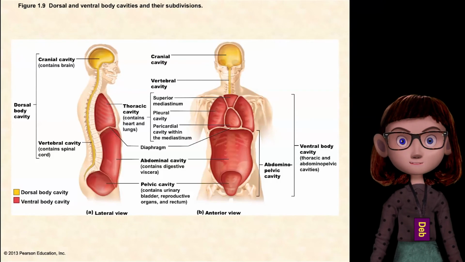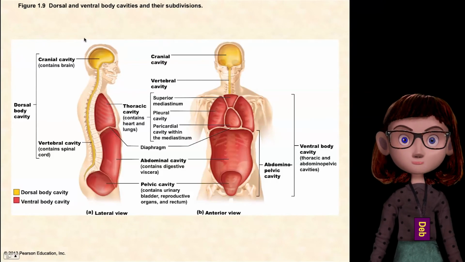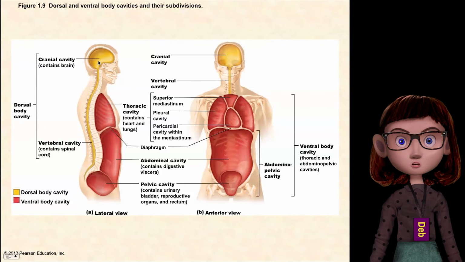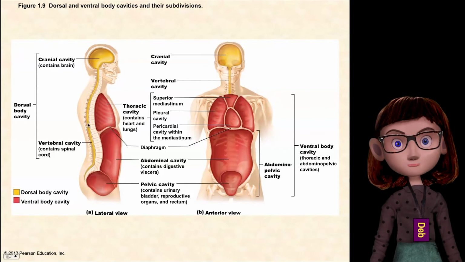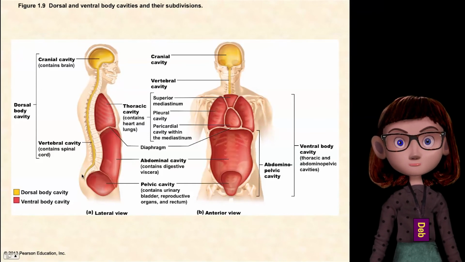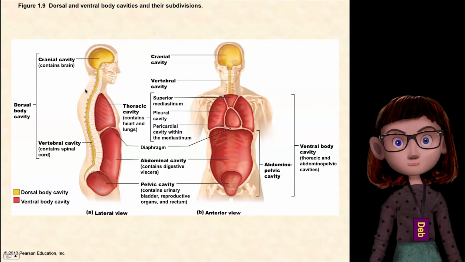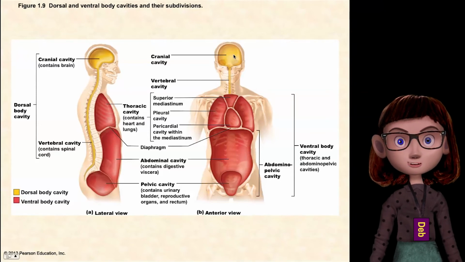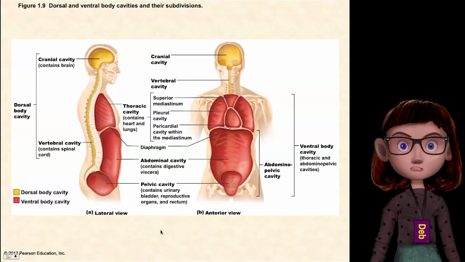And here is an illustration of both dorsal and ventral. I'll point out dorsal this time. The cranial cavity right here contains the brain, and the vertebral cavity right here contains the spinal cord. This would be a lateral view, most likely a mid-sagittal section right down the middle of the body. And then here we see an anterior view, and you can see the cranial cavity and the vertebral cavity, which of course goes all the way down. This figure comes up again in a minute.